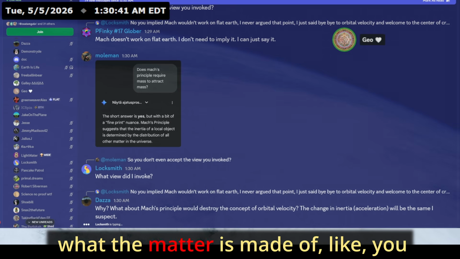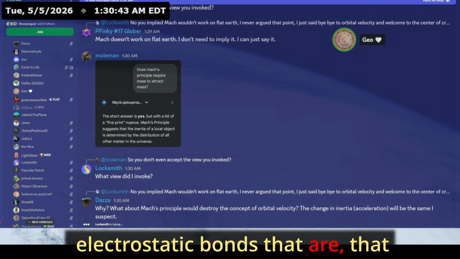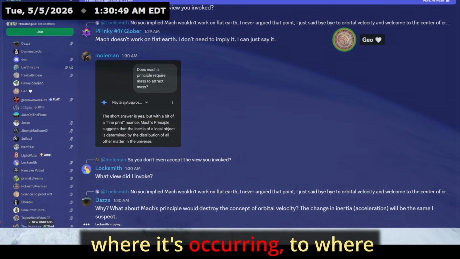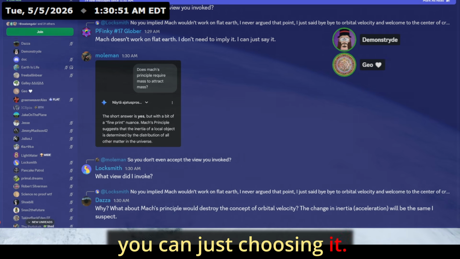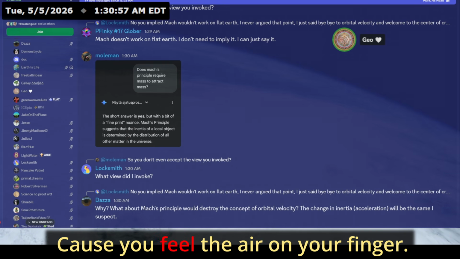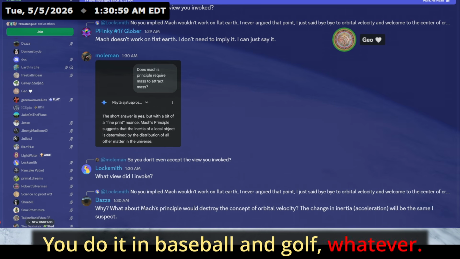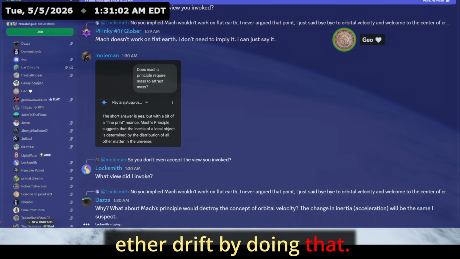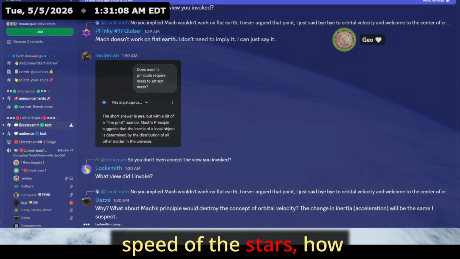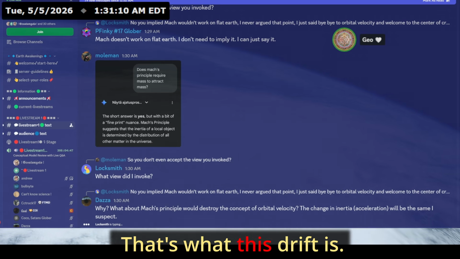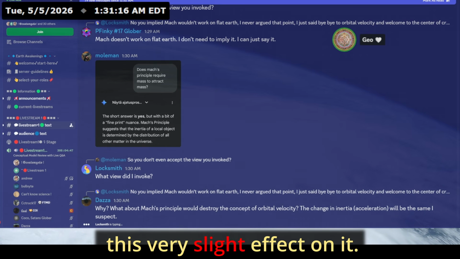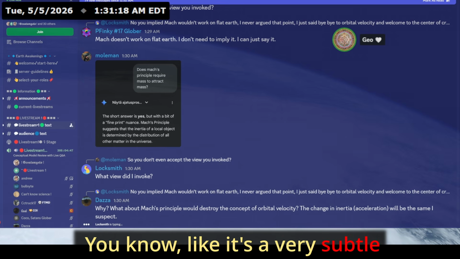Like it's actually what the matter is made of. Like the electrostatic bonds that make up all matter, maybe at that very deep level, to where it's not like you can just choose it. You know how in golf or whatever, you can lick your finger, put your finger up and see which way the wind's blowing because you feel the air on your finger. You do it in baseball and golf. You can't just go out there and pick up ether drift by doing that. First of all, it's like 15 degrees an hour. So it's basically the speed of the stars, how slow the stars look to be moving. That's what this drift is. And that's why it's so minimal that Foucault's pendulum just picks up this very slight effect on it. It's a very subtle effect.